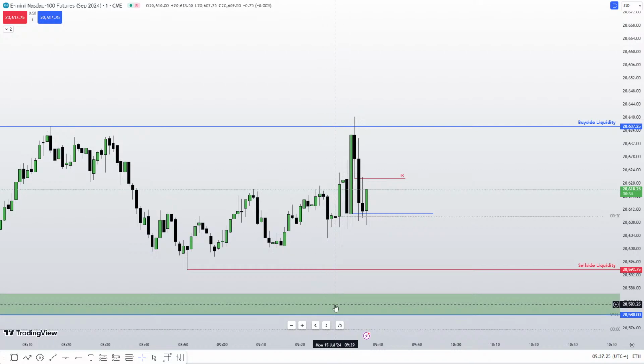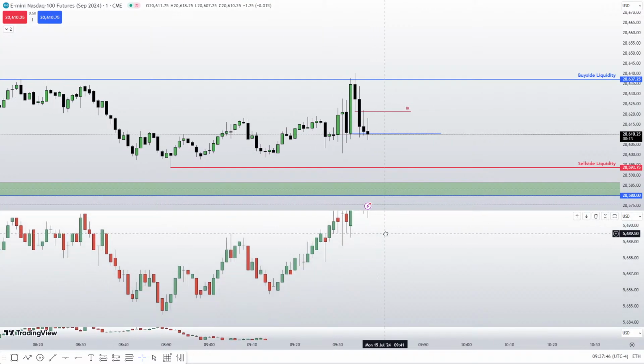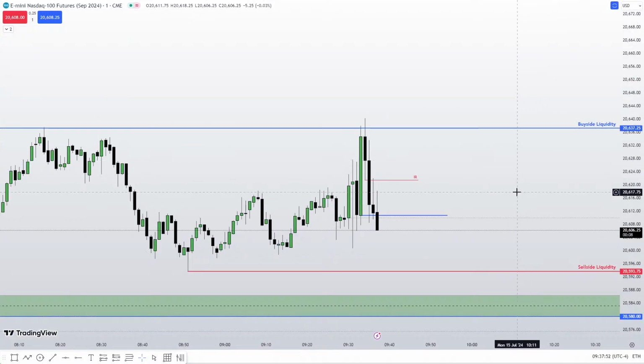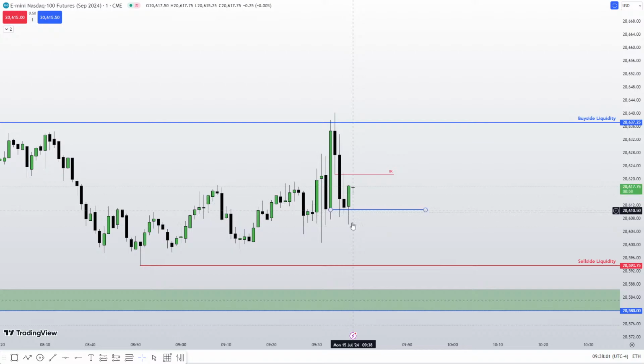What is this green box? This green box is an H1 last fair value gap, bullish fair value gap. If the body closes below it, retraces towards this change in state of delivery, I can press my button. Still here we didn't get the change in state of delivery. So that's why I should not press any of my buttons here.